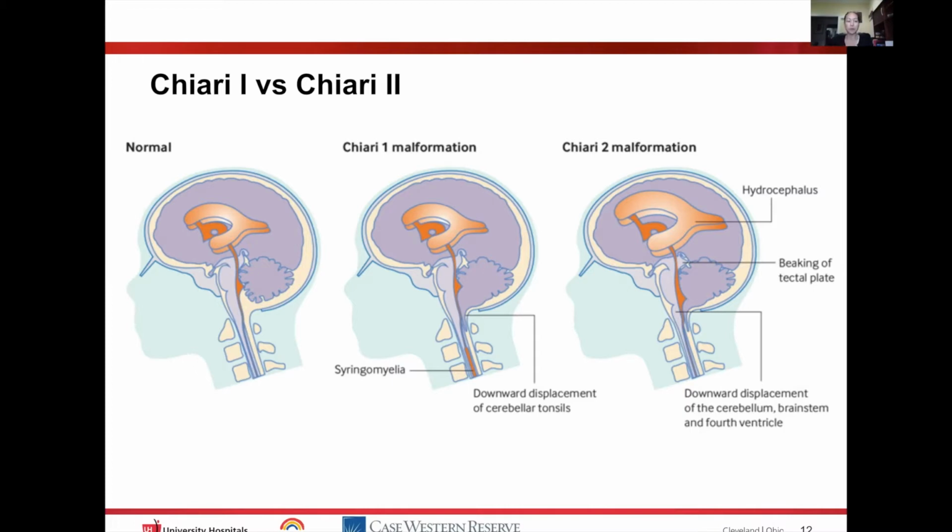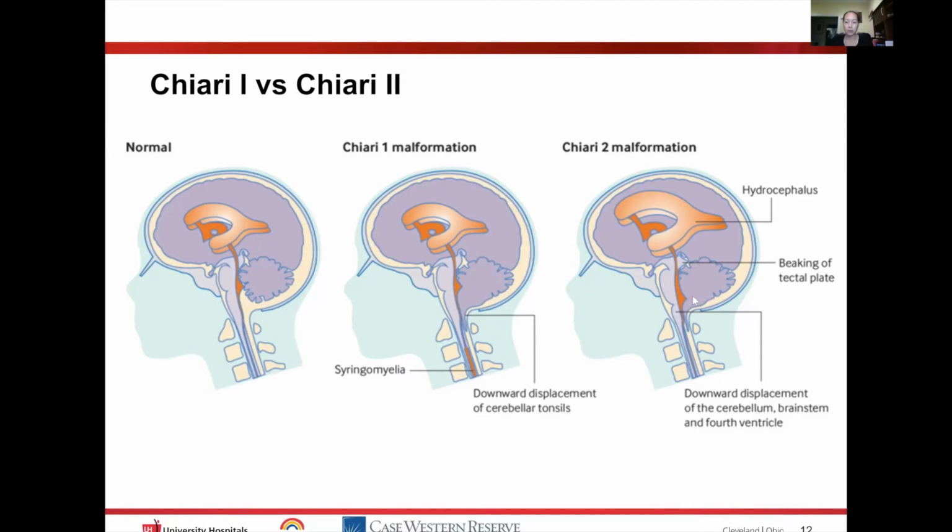Here's our normal, with a cerebellum and a wide open foramen magnum, lots of room for CSF flow. In the Chiari 1 malformations, you have this herniation of the tonsils down through the foramen magnum. The fourth ventricle is obstructed, and then you have the syringomyelia that can develop in the spinal cord.